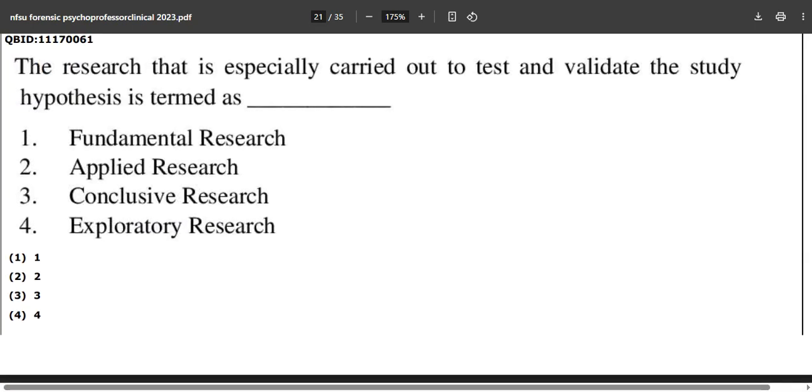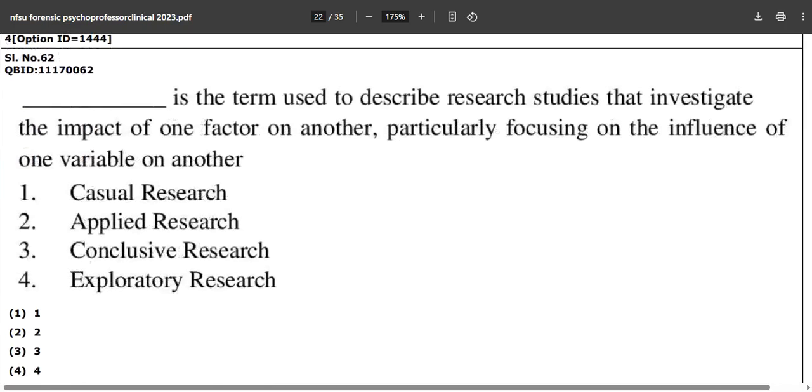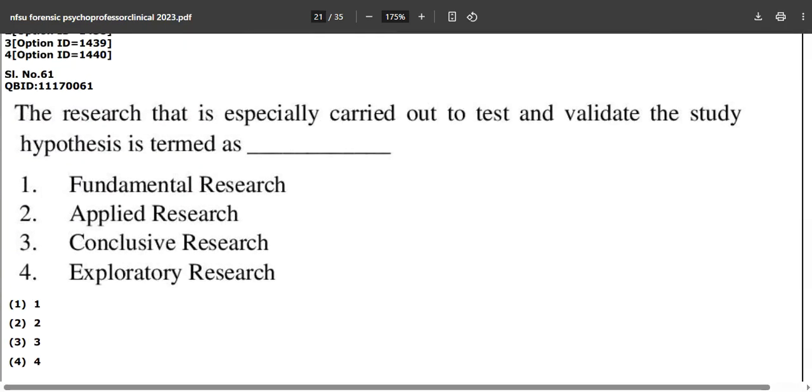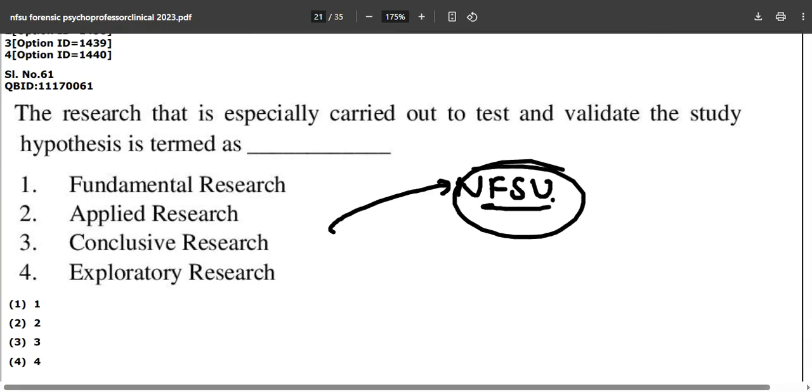Moving forward to the next one, and these all you can solve. These are all once again the repetition from your MPhil clinical psychology. So make sure that you watch that NFSU series for these kind of questions, because majorly the rest of the questions are repetition from that same paper.